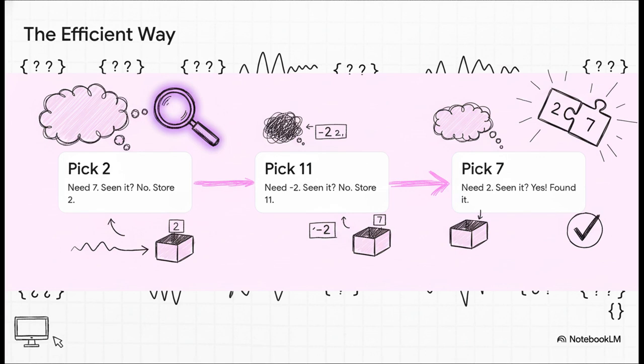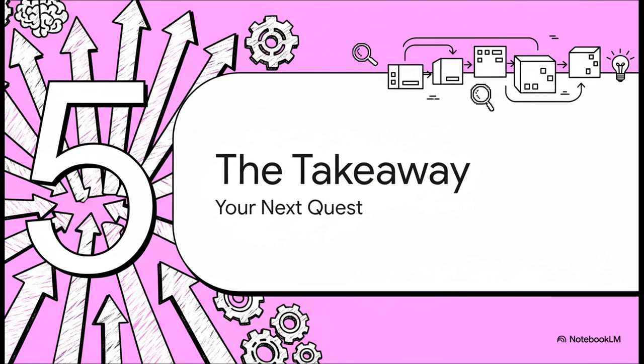Finally, we get to 7. What's its complement? 9 minus 7 is 2. And we ask the question, have I seen a 2 before? And yes, we have. Boom, we found our pair, 2 and 7. See how much faster that is? And that right there is the leap. It's the jump from just writing code to thinking with algorithms.